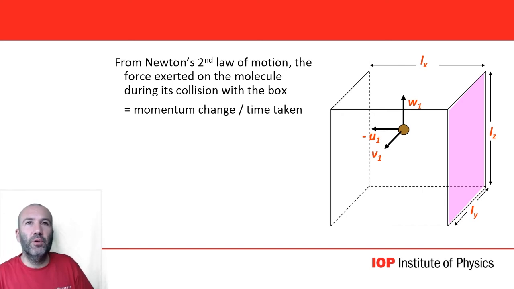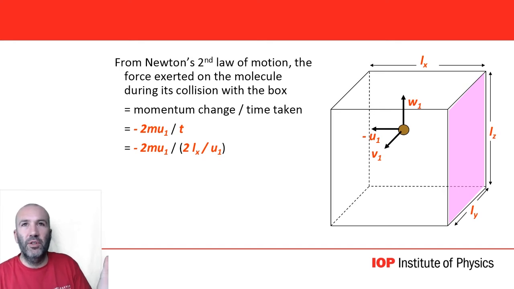The force exerted on the molecule during the collision with the box, and therefore the force exerted on the wall, is just that momentum change, 2mu, over the time taken. So 2mu over t. Don't forget that we're able to talk about how the collisions are spaced out in time by how long it takes that molecule to travel across the box.